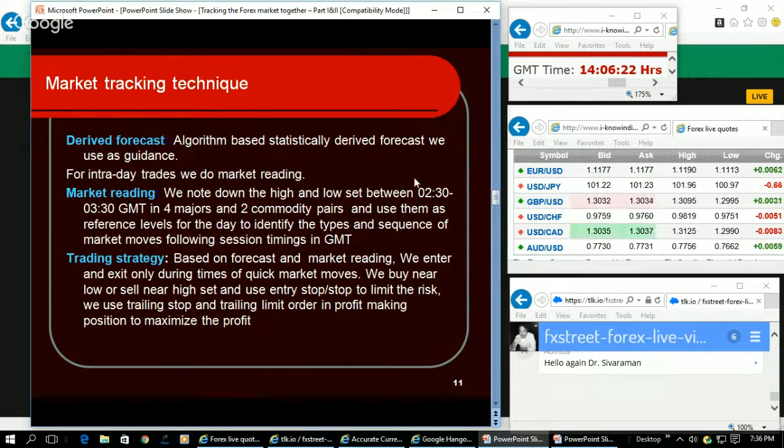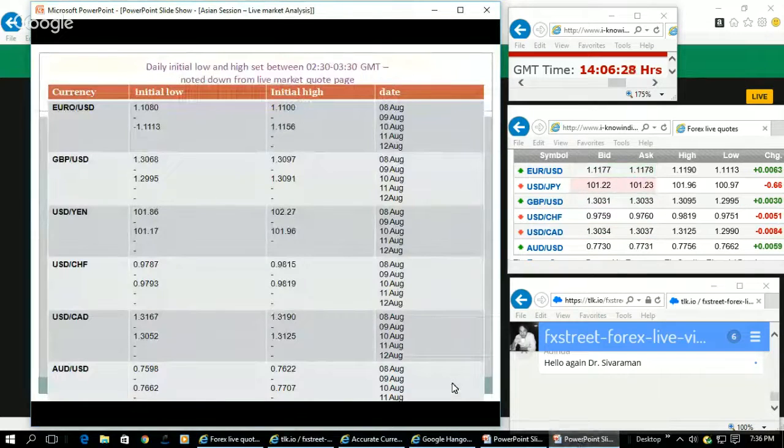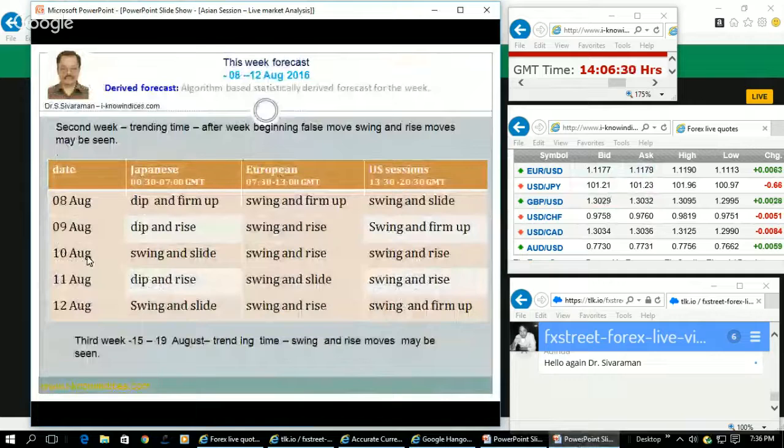But the derived forecast says that a swing and rise is expected during the European as well as the US session. So today is the 10th. During the European session, swing and rise. Again, during the US session, they are expected to make the swing and rise move.